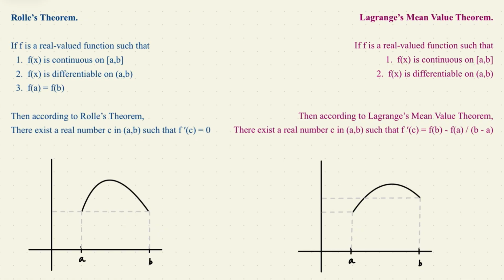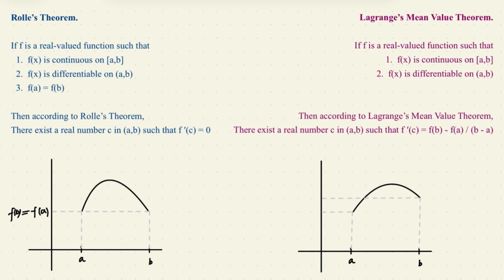Now the third point, that is f(a) is equal to f(b). This is the main condition for Rolle's theorem, that for x equals a, the functional value is this much, and let us write it as f(a). And if you noticed that at x equals b, the functional value is this much, which is equal to f(b). That means f(a) should be equal to f(b).